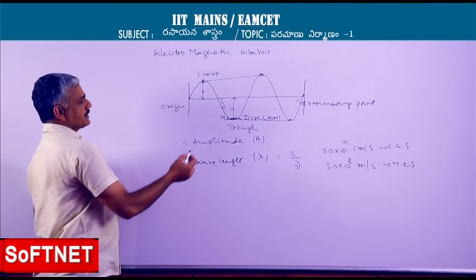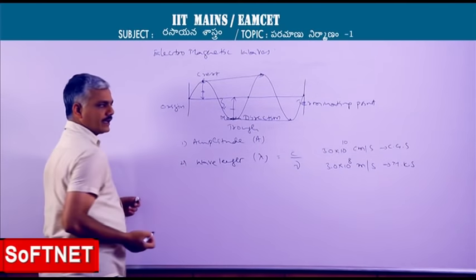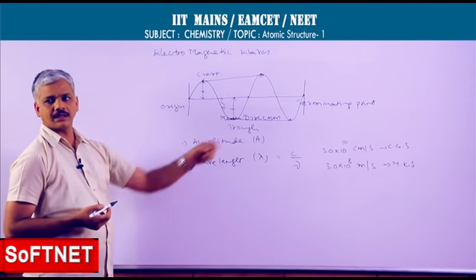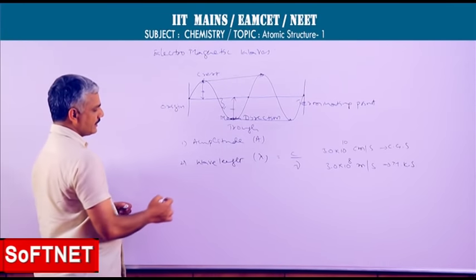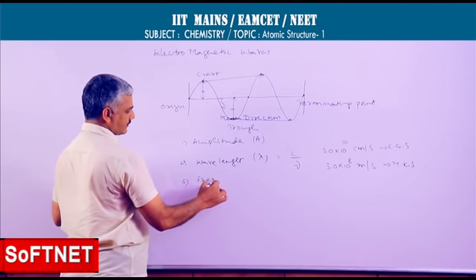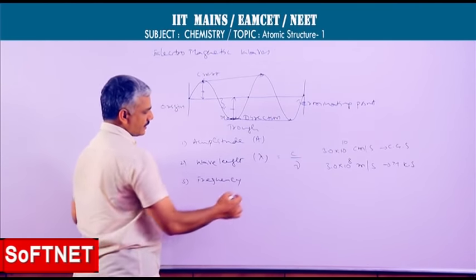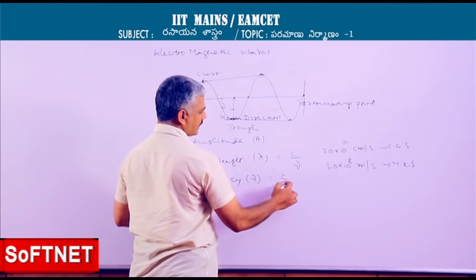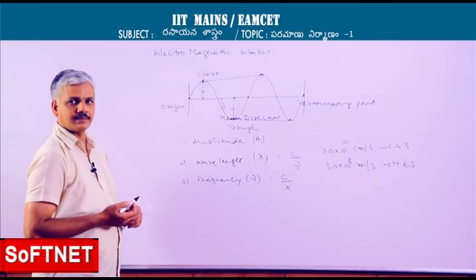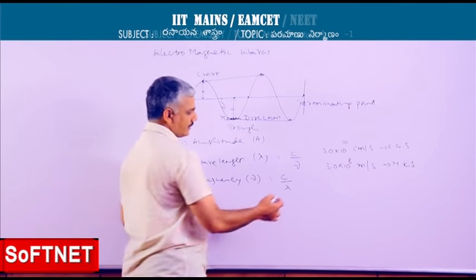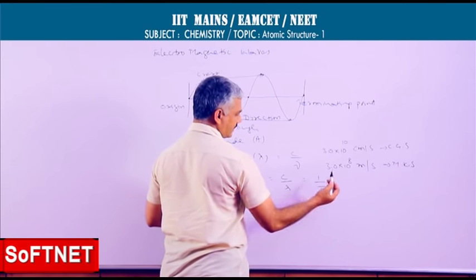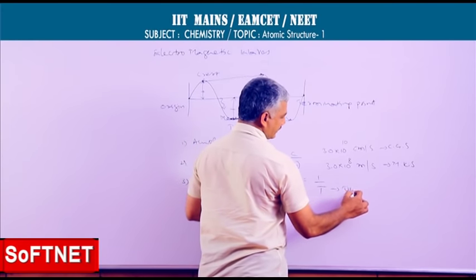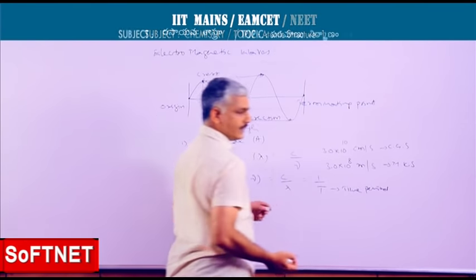Then, if you consider one particular point in the mean direction, through that point, how many times the wave passes in 1 second, that number will be taken as a frequency. Frequency is denoted with the symbol mu, and it is calculated by using the relation c by lambda. Or in place of c by lambda, we can make use of the term 1 by T also, where T refers to time period of the wave.